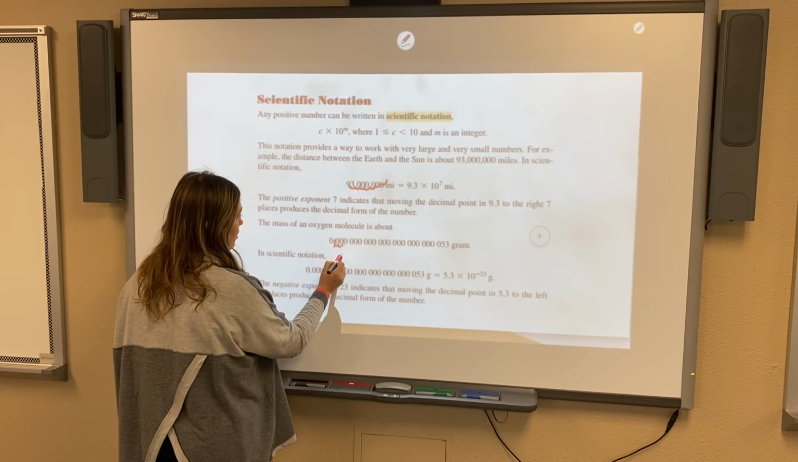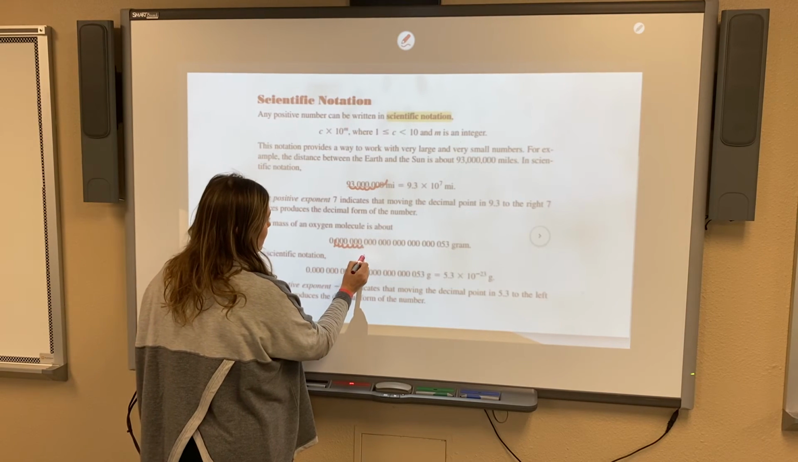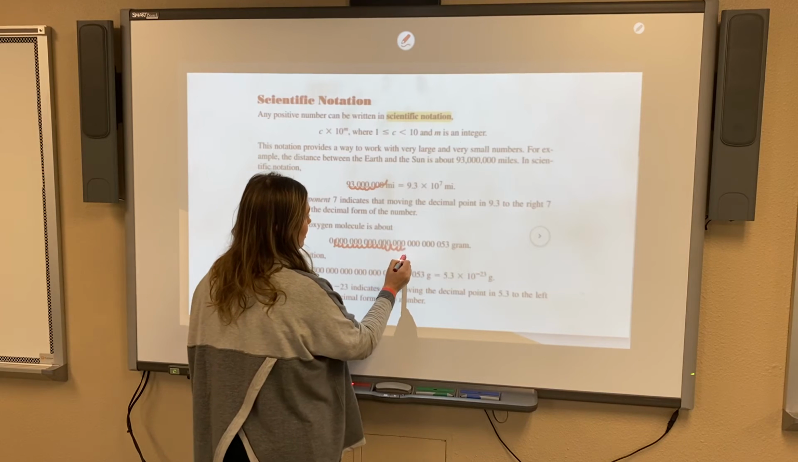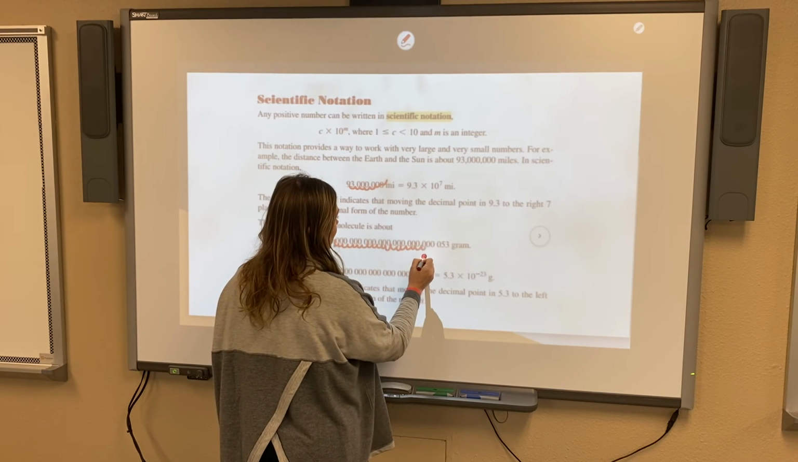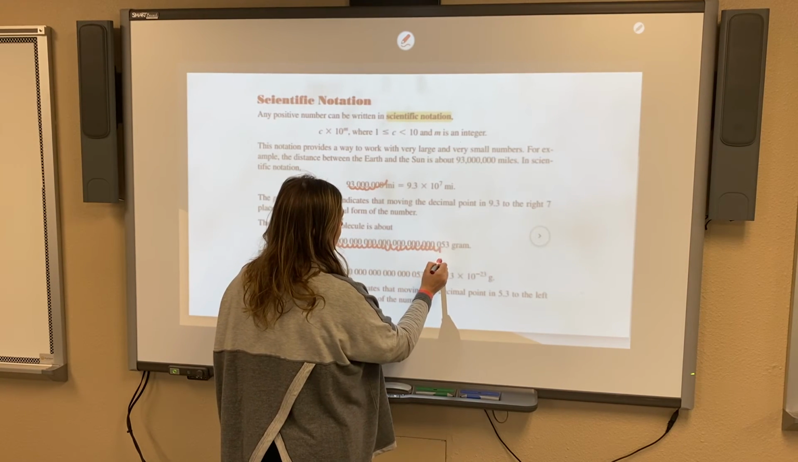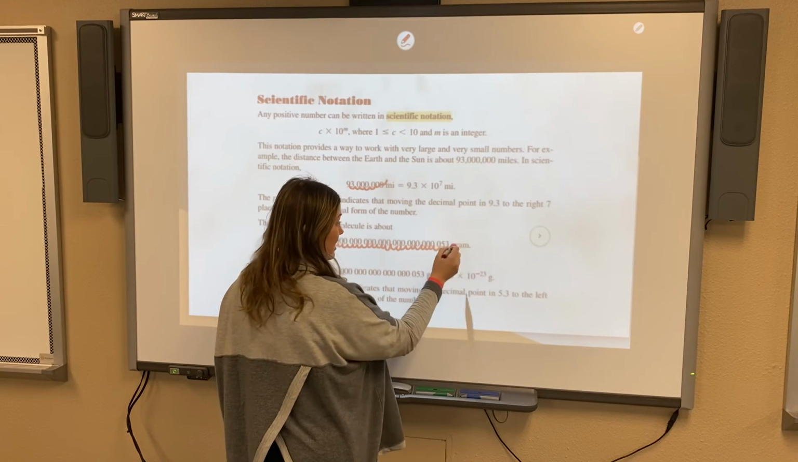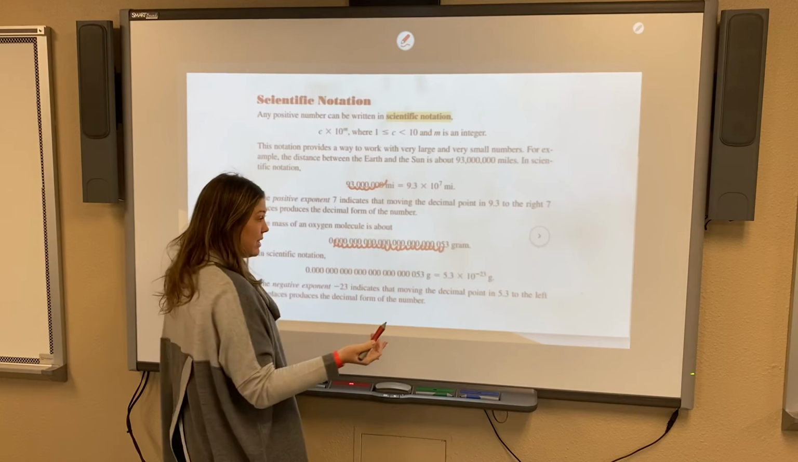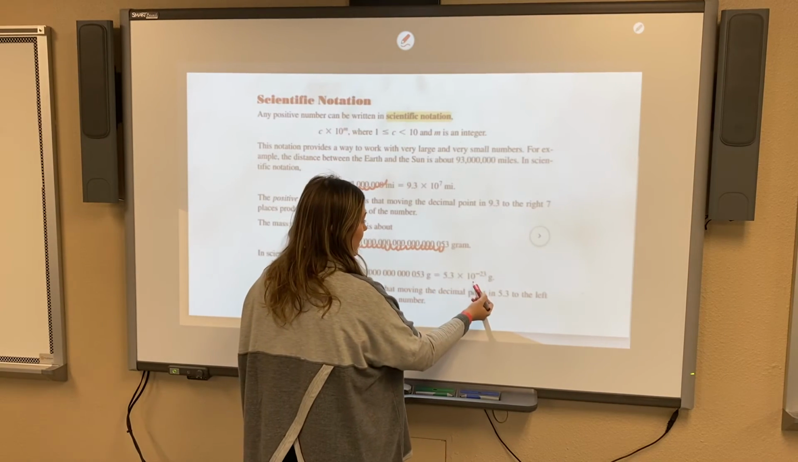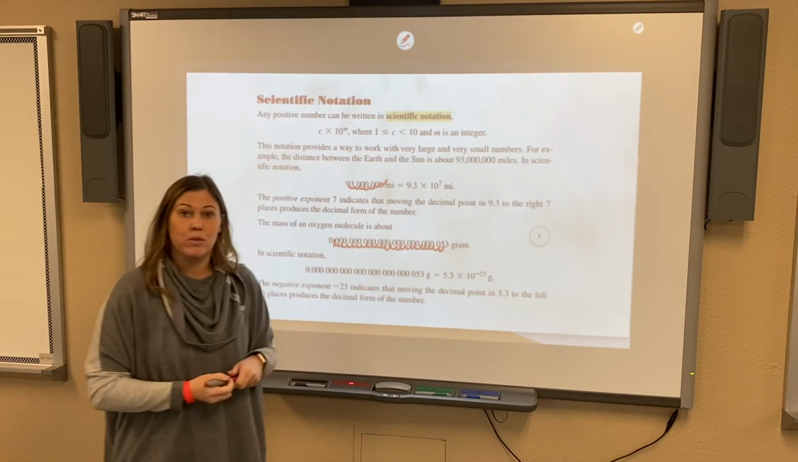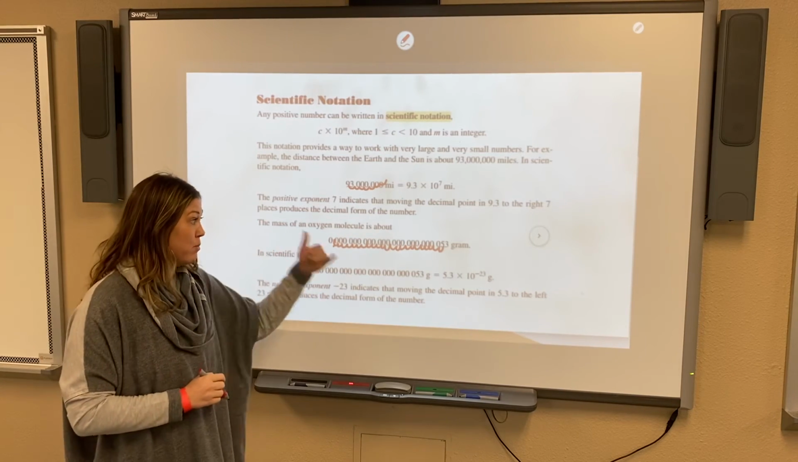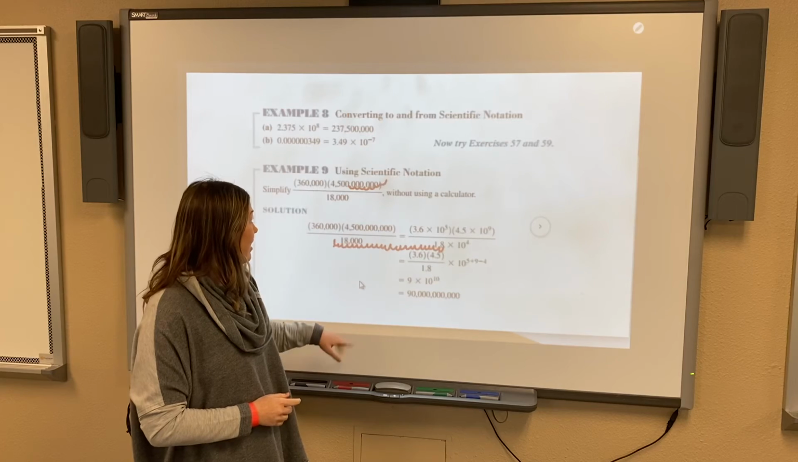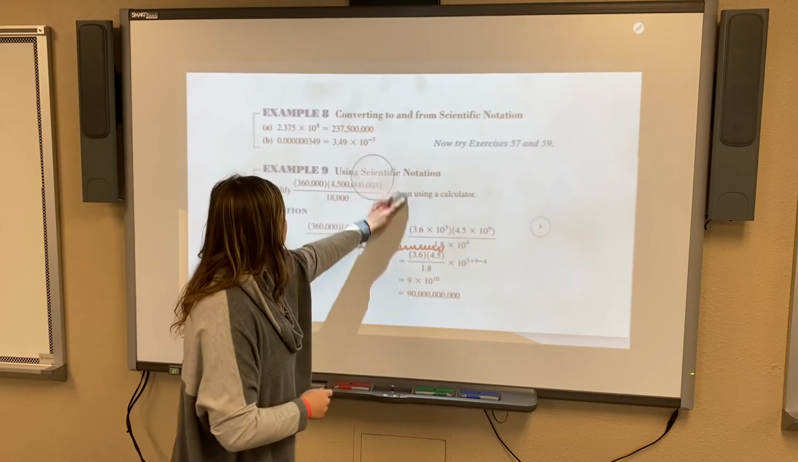So 1, 2, 3, 4, 5, 6, 7, 8, 9, 10, 11, 12, 13, 14, 15, 16, 17, 18, 19, 20, 21, 22, 23. It's got to be between 1 and 10, so it'd be 5.3. I moved it 23 places, so 5.3 times 10 to the negative 23 power. It's a small number, we moved it to the right, so the 23 is negative. Okay, and I think that is it. Nope, just kidding, that's not it.